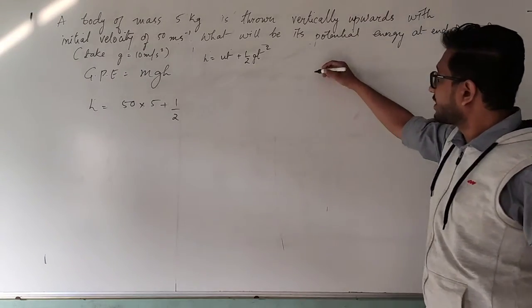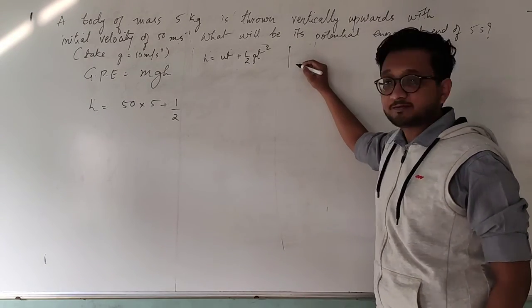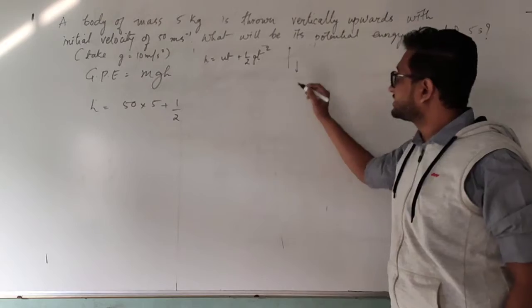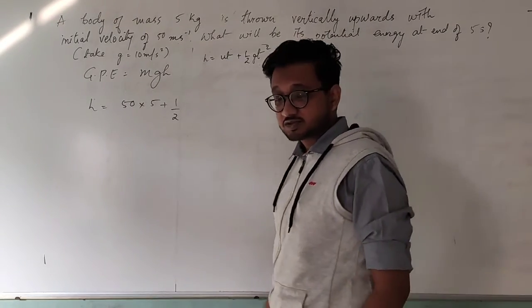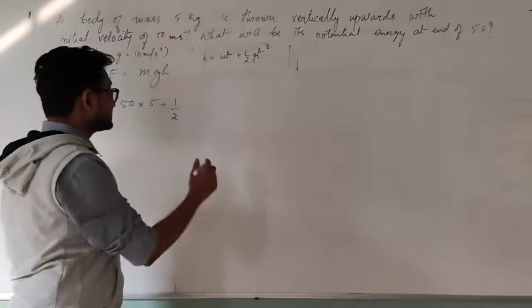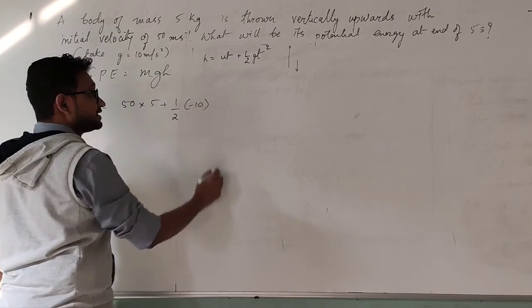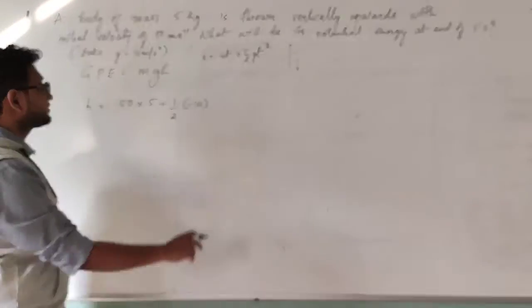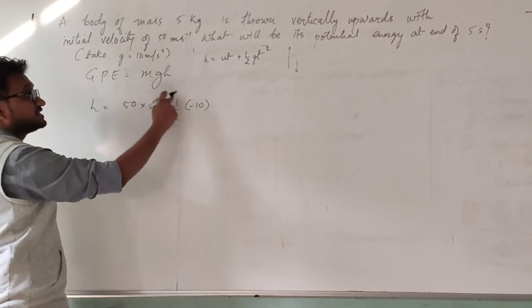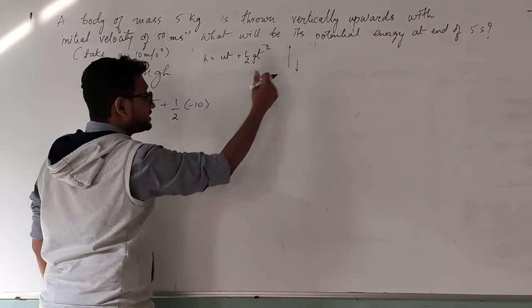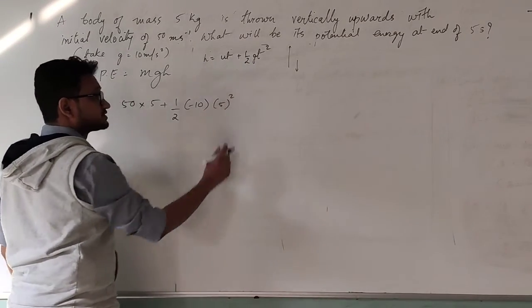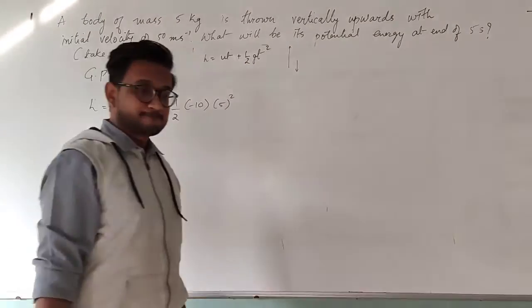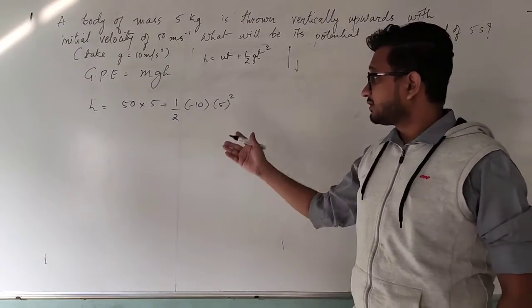But we know that when the object is moving in the upward direction, the gravitational acceleration is acting in the downward direction. So we'll take the value of g as negative 10 meters per second square. Similarly, time t square, so it will become 5 square. Simple. Now let's solve this.